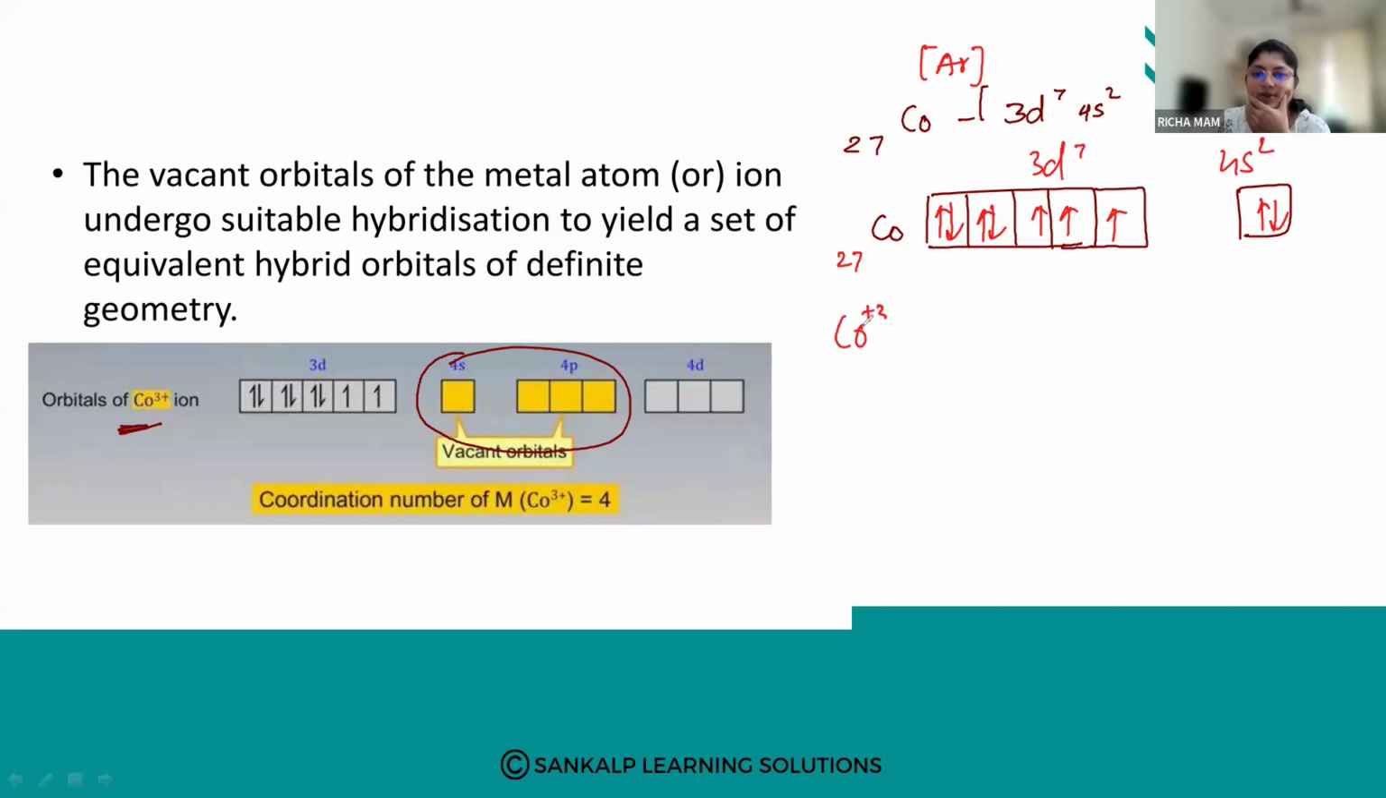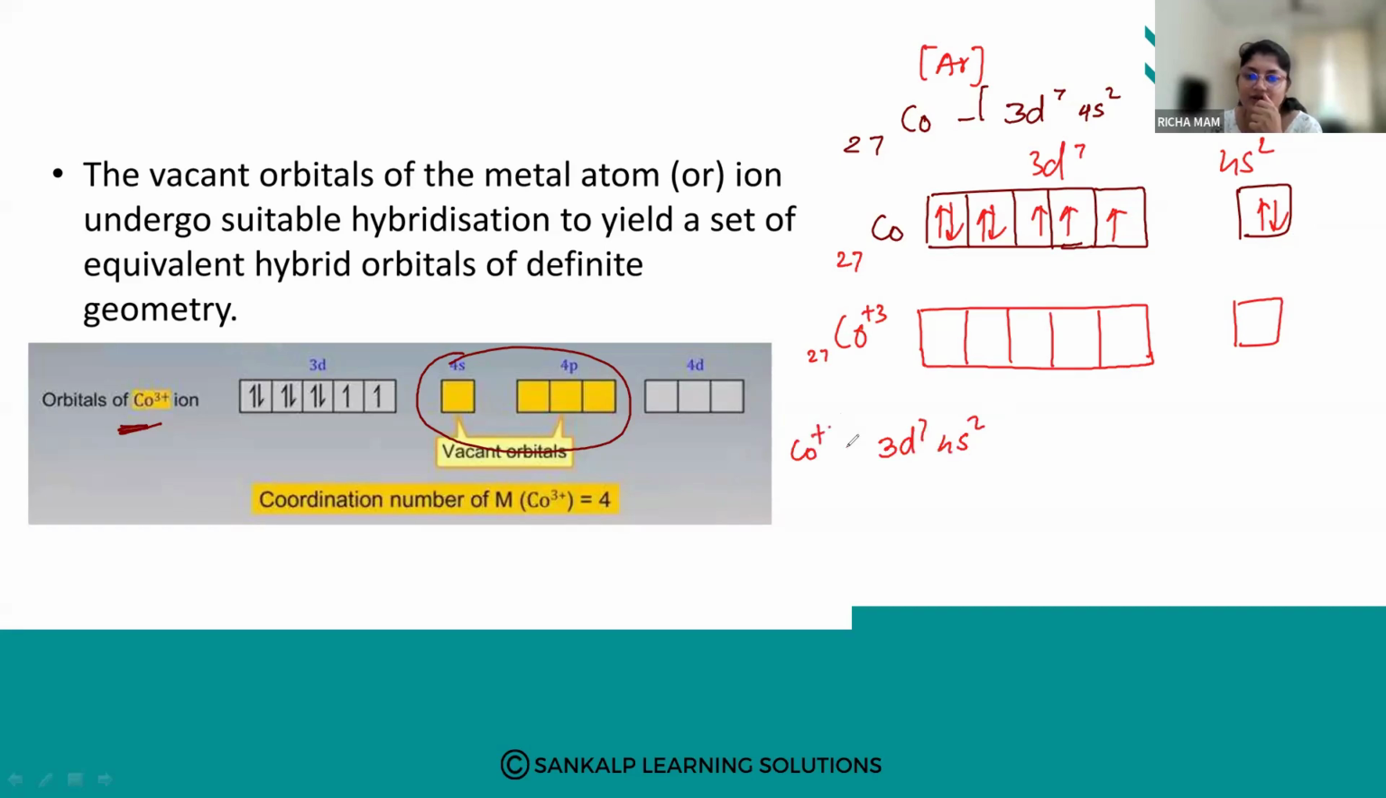Now when cobalt undergoes +3 oxidation, what do we mean by +3? +3 means loss of 3 electrons. So how will the electrons be lost? 3d7 is there and 4s2 is there. So first the 2 electrons are lost from 4s, and 1 electron from 3d. So cobalt +3 will be 3d6 and 4s0. So 3 electrons are lost. Let us write: 1, 2, 3, 4, 5, and 6.